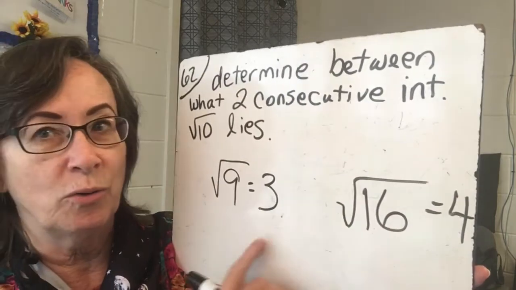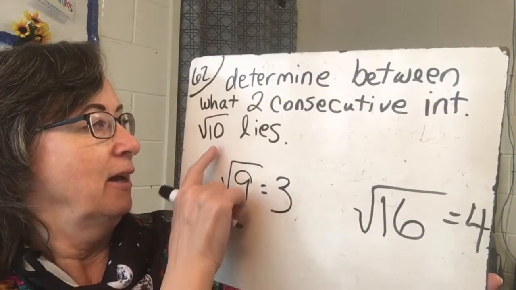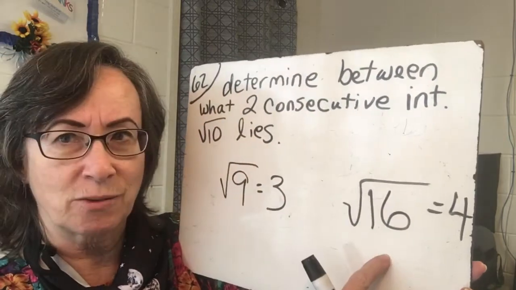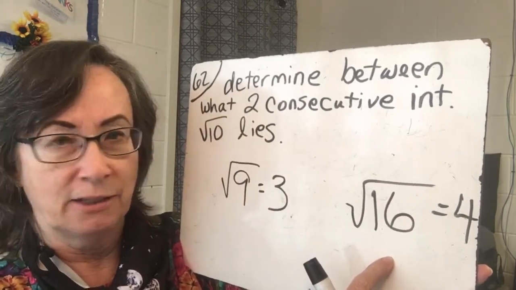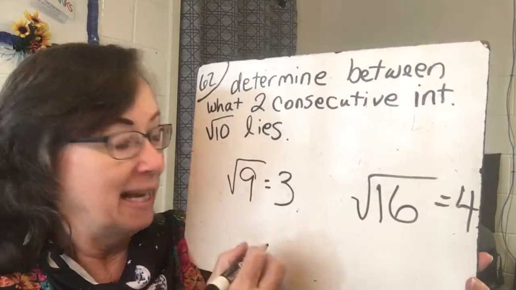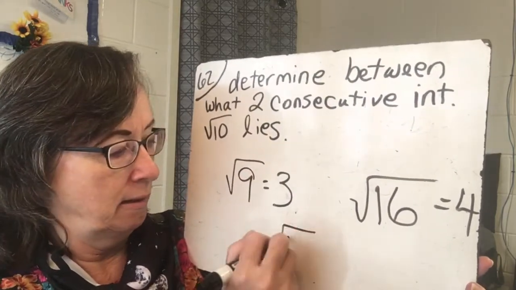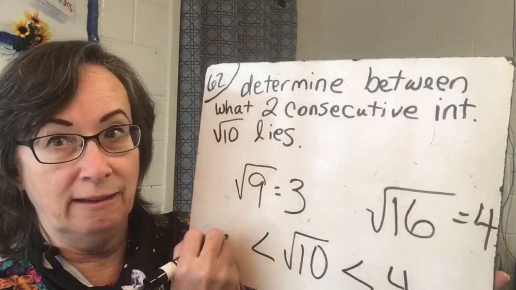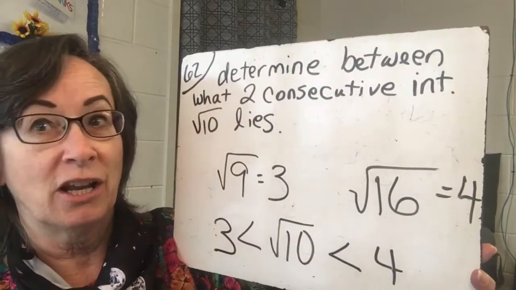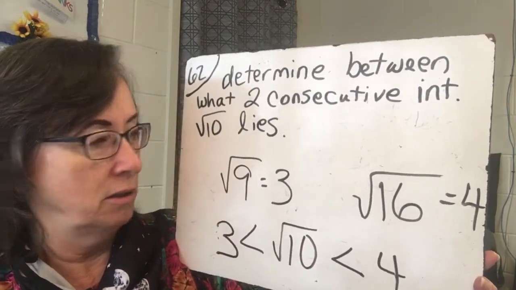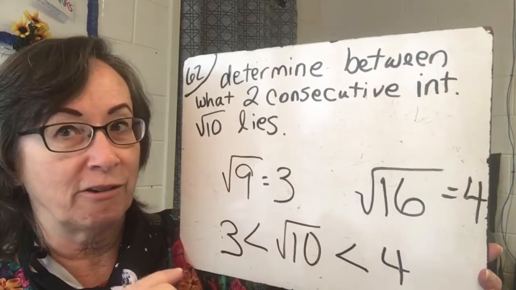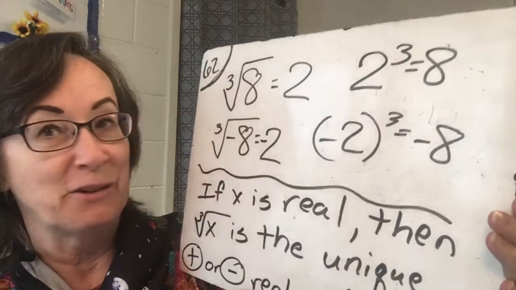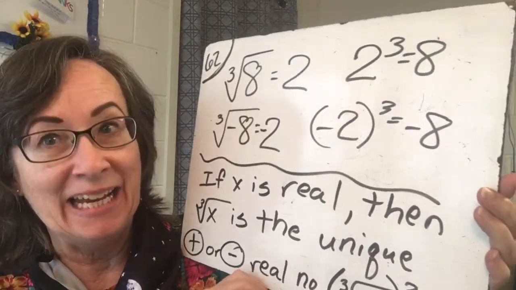Because I know these two things, shouldn't the square root of 10 be somewhere in between the square root of 9 and the square root of 16? Yes. So I could say the square root of 10 is less than 4, but greater than 3. So I can solve that without ever having to go to the calculator to find out what the square root of 10 actually is.